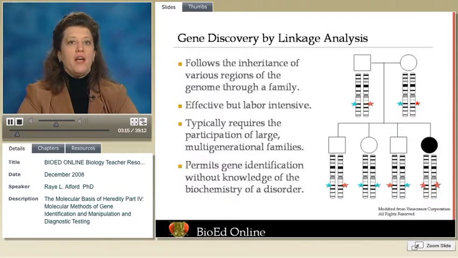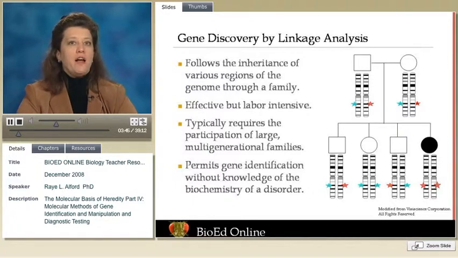Since linkage analysis does not detect mutations in genes directly, but rather traces a potential disease allele through a family because of a tight association between the potential disease gene and the marker, further investigation is required once a genomic region of interest is identified. The ultimate goal of the investigation is to identify the gene and any mutations associated with the disorder.